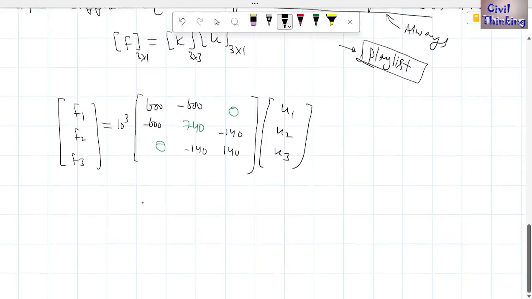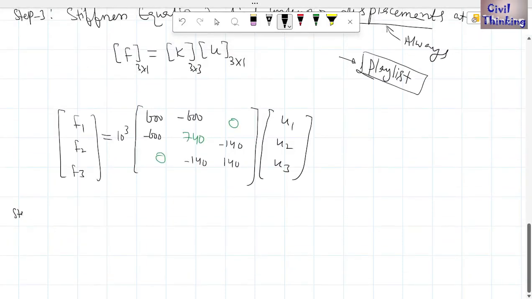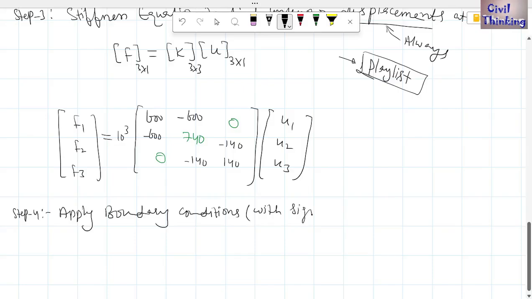So this is our stiffness equation. Now we have to apply step 4, apply boundary conditions, but remember with sign convention. Now let us see the boundary conditions.